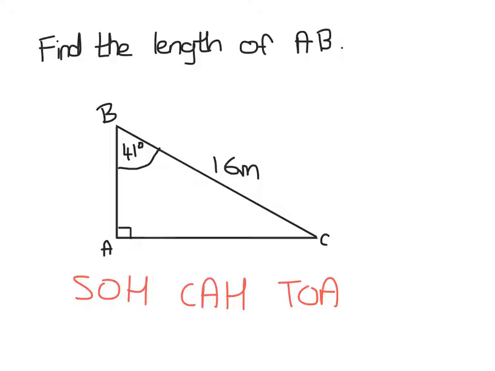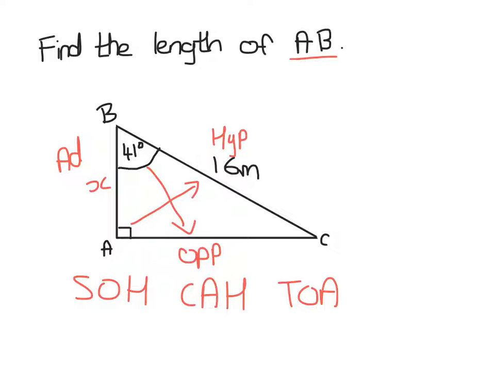So first of all, we need to label our triangle correctly. Now we're looking for length AB. So AB is where we put the X. That's the missing value that we're looking for. Now we find our right angle, and the side that's opposite our right angle is our hypotenuse. That's the longest side of a triangle. Find our angle, and the side that's opposite that is our opposite. Then the third side is our adjacent. That's the side that's next to the angle.